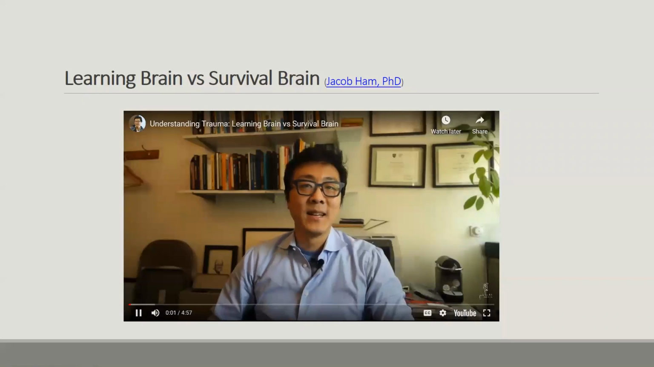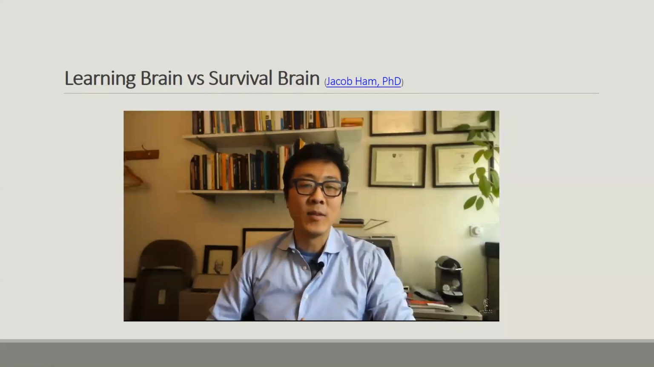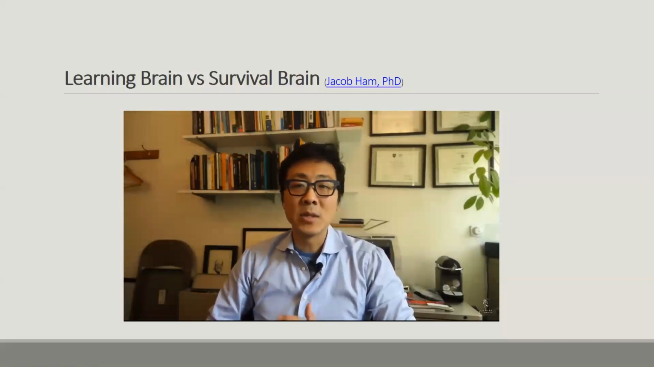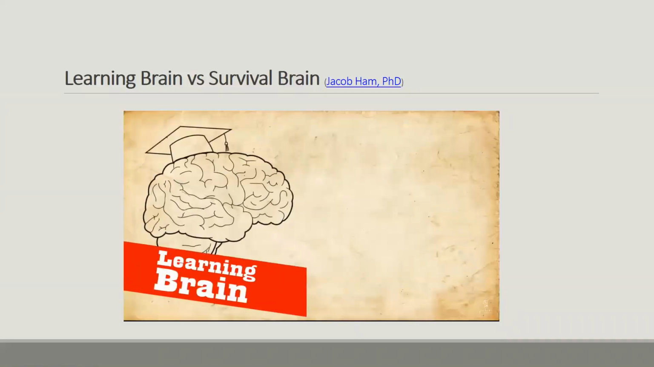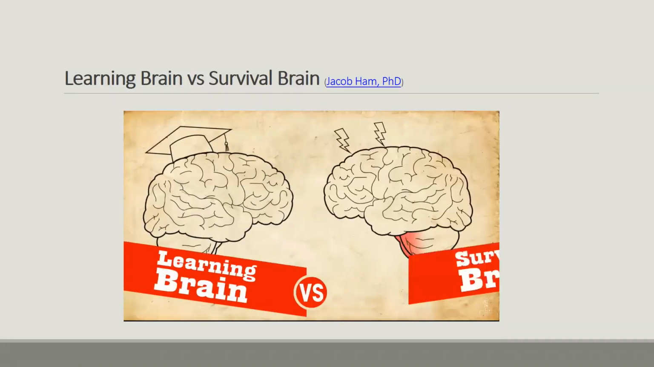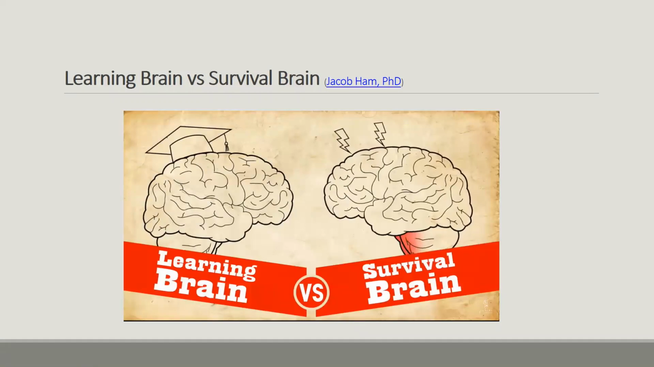Hey, welcome back. Today, I really wanted to think about what's the best way to teach teachers about trauma without getting them distracted with all the technical stuff, and what's the most important thing for them to understand and learn. And I thought that the best way to do it might be to just make a difference between a learning brain versus a brain in survival mode. So we'll just call it learning brain versus survival brain. And this is the difference.